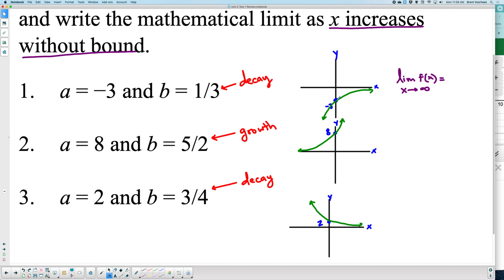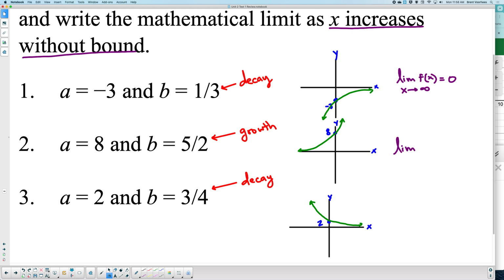What's happening as we go to the right, as x gets bigger and bigger? What happens to the y values? Do they rise without bound, fall without bound, or get really flat? Flat. With what y value? 0. So that would be the answer to this one. It flattens out on 0 as x goes to the right.